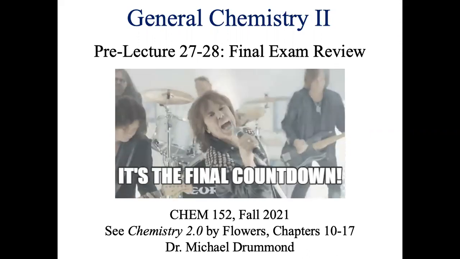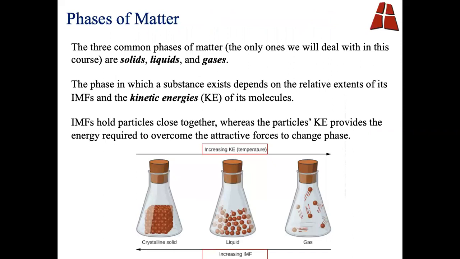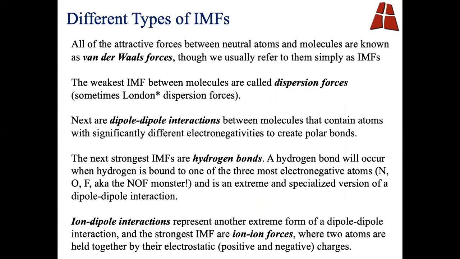Okay. So we started the semester talking about phases of matter, in particular solids, liquids, and gases, and we can think of those in terms of their relative kinetic energies. Gases have the most kinetic energy, solids have the least amount of kinetic energy, liquids tend to be in between. This relates to their intermolecular forces as well. Gases have the most space between molecules and the least amount of intermolecular forces, solids have the most, liquids are in the middle, right? And we talked about 5 different kinds of intermolecular forces.